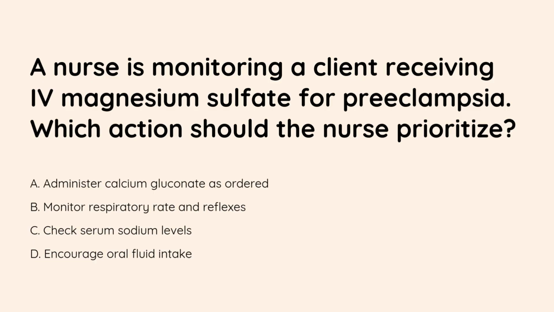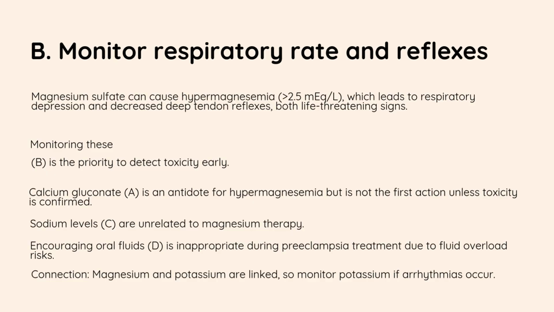A nurse is monitoring a client receiving IV magnesium sulfate for preeclampsia, the same example that we discussed before. Which action should the nurse prioritize? Take a minute, think about it. Administer calcium gluconate as ordered, or monitor respiratory rate and reflexes. What do you think we should do? Okay, option B is the correct answer. Monitor respiratory rate and reflexes.